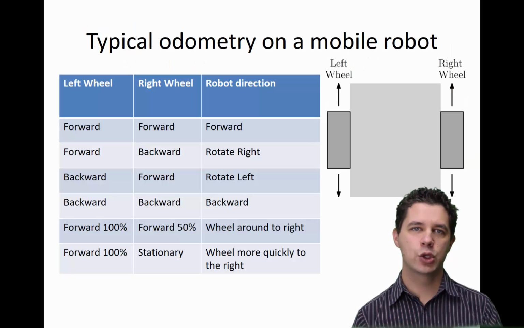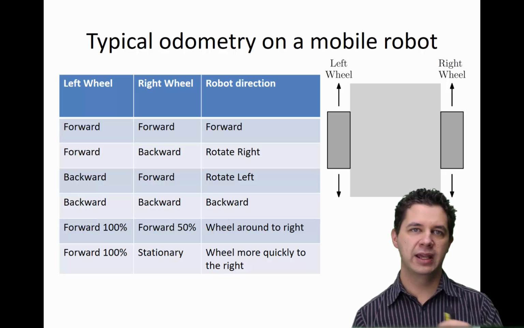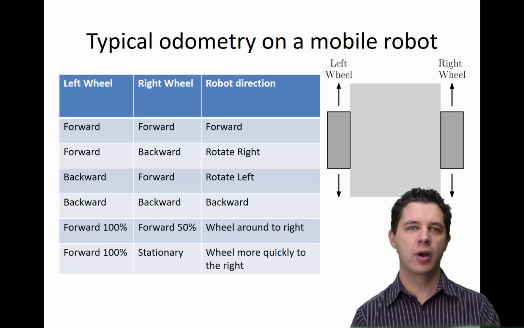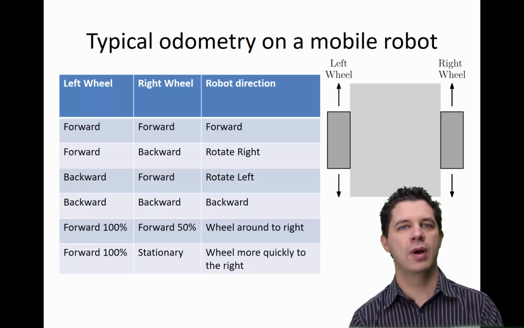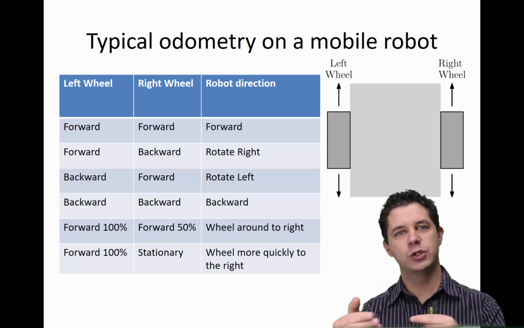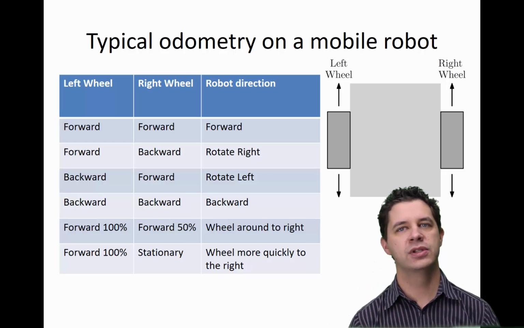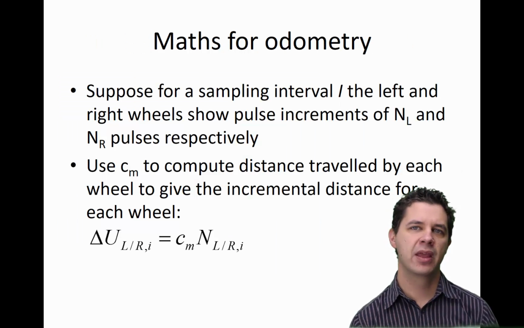And that gives us this sort of arrangement where we can go forward by putting the left and right wheel forward. We can go backward by putting them both backward. We can turn to the right or left by turning one forward and one backward. And we can wheel around in one direction by adjusting the differential speed but having them both go forwards. So in terms of some maths for odometry, this really isn't all that complex.